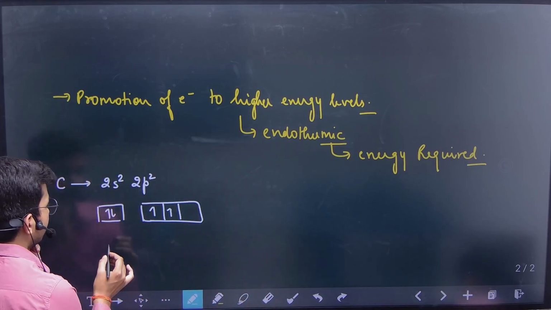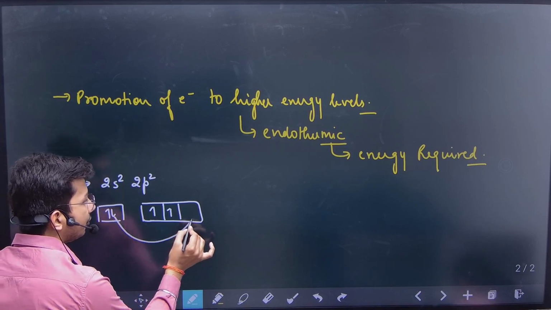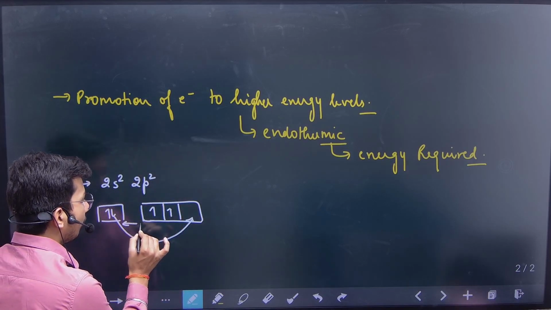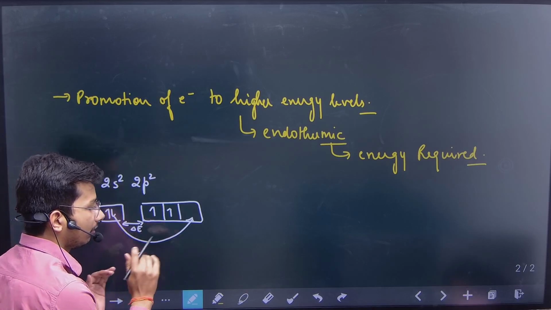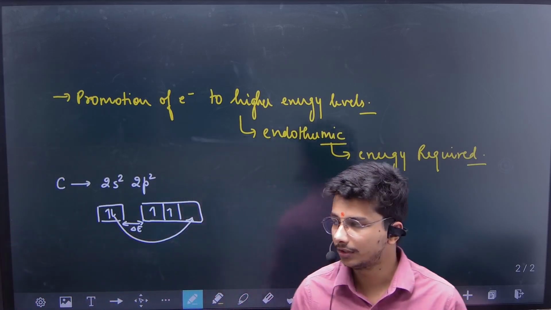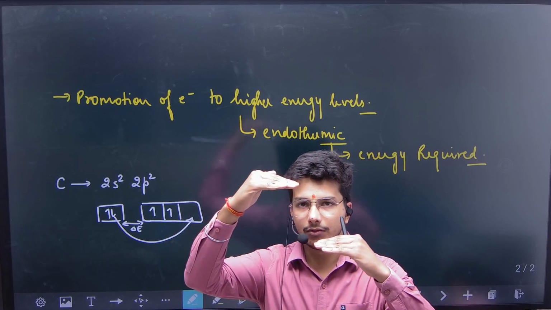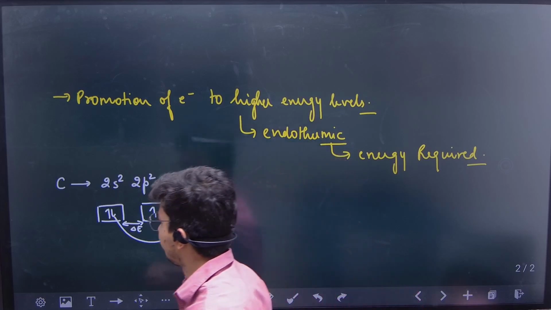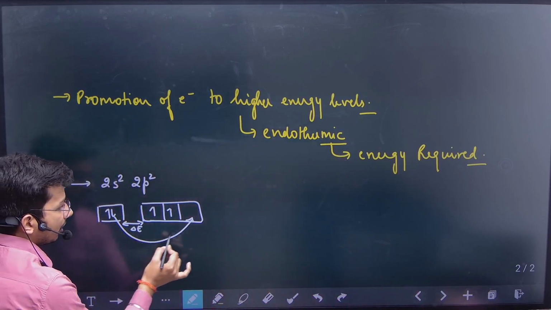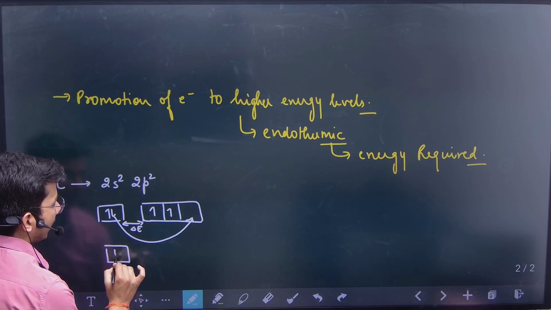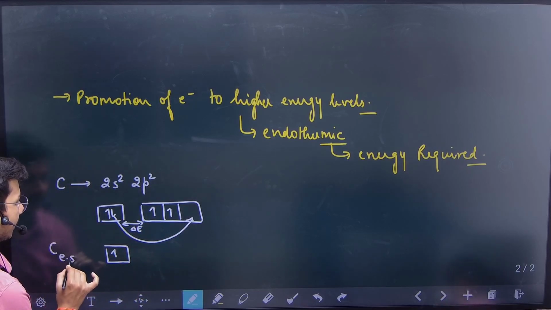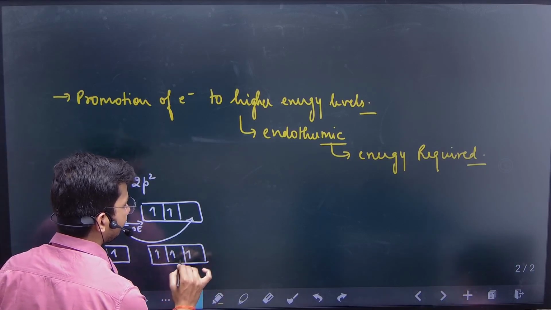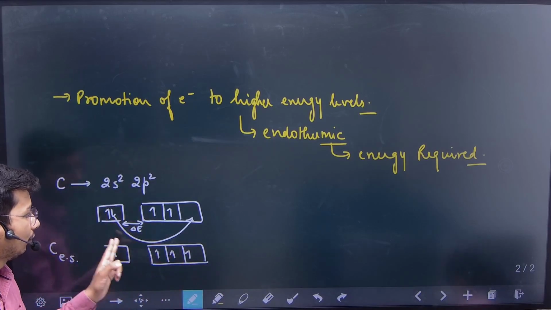So what happens here is this electron from the 2s orbital jumps to this p orbital. Now there is a certain amount of energy gap. I have drawn it on the same level for understanding purposes, but there is an energy gap. This is 2s and this is 2p, so there should be some energy gap between s and p orbitals. So the electron jumps from 2s to 2p, and in the excited state, carbon becomes 2s1 and 2p3. One electron goes from 2s to 2p.